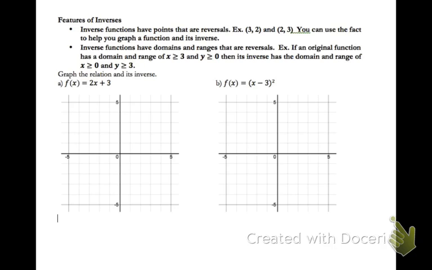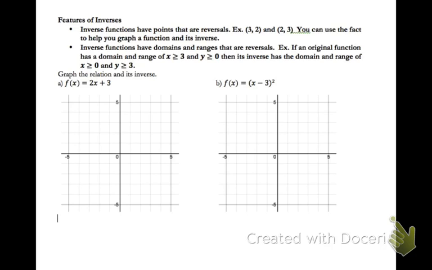Now here are some features of inverses that will help you when you work with them. Inverse functions have points that are reversals. So we've talked about that, but that means the input of one is the output of the other. So if you have, for example, the point (3, 2) in your original function, then (2, 3) will be a point on the inverse. So you can use that fact to help you graph functions and its inverse.